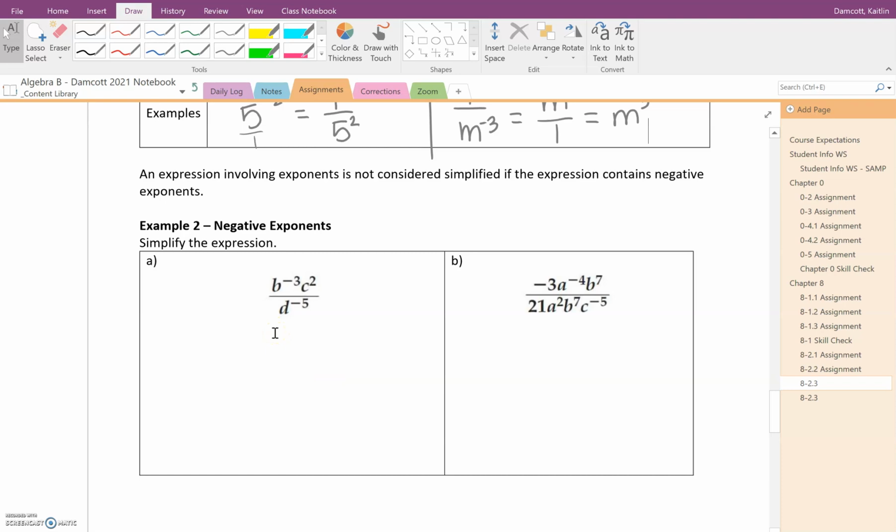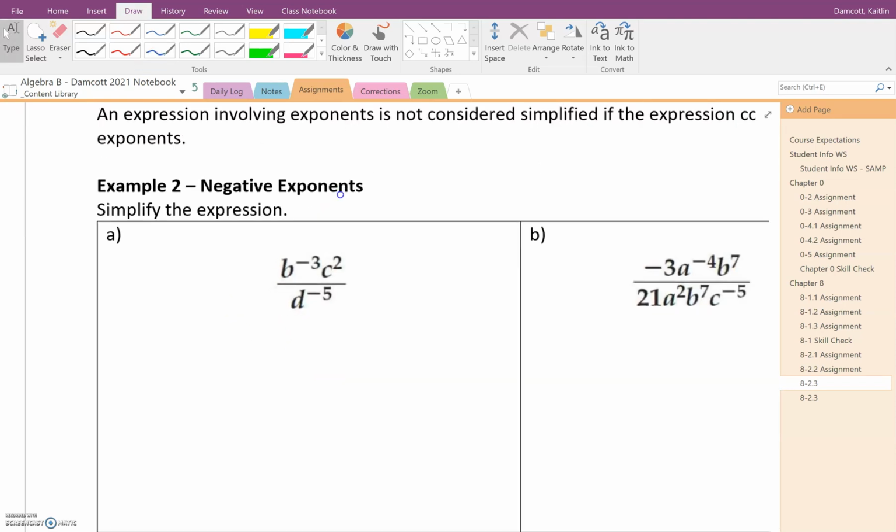So in the example problems, I'm going to change my pen color. We have a b to the negative third, we have a c squared, and we have a d to the negative fifth. Now we don't have any like terms here, so we can't do any simplifying to begin. But what we can do is, if they're starting in the top with a negative exponent, we're going to push them to the bottom. So this b to the negative third is really 1 over b to the third. So I'm rewriting it so that it now has a positive exponent.